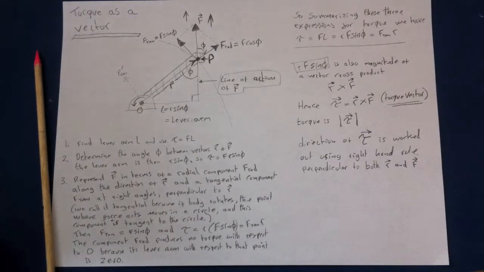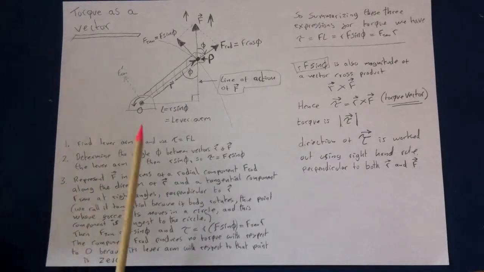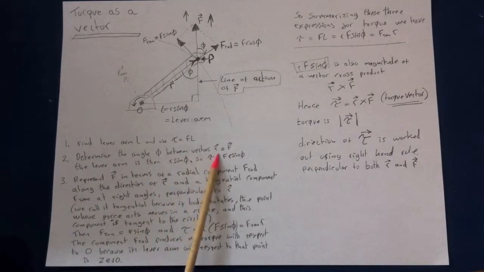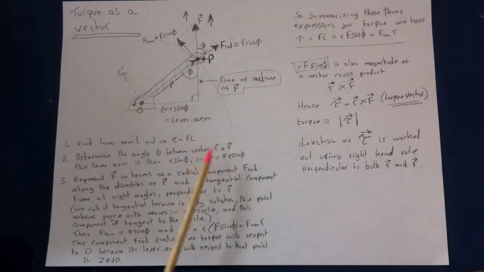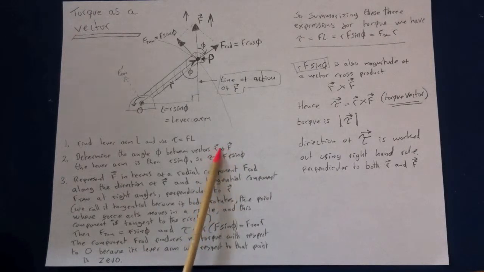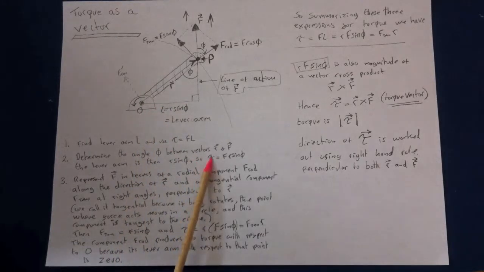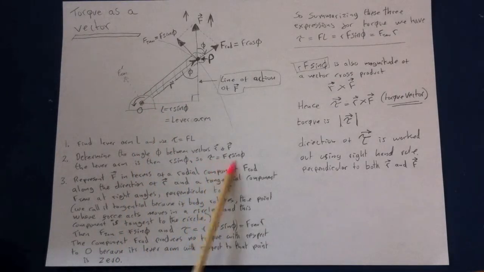There are three ways to calculate the torque of this force. One, find lever arm L and use torque equals FL. Two, determine the angle theta between the vectors r and F. Remember the dot product: if we know the vector r and the vector F, we can find the angle between the vectors by using the dot product. The lever arm is then r sine theta, which is here. That's the lever arm. Torque then equals F r sine theta, FL, because we found L then.